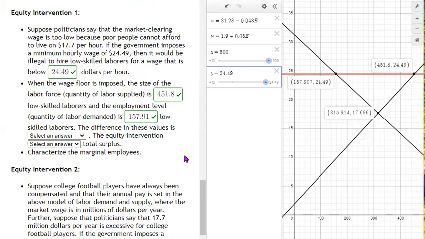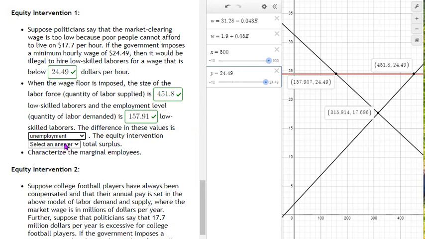Okay. The difference in these values is called unemployment, right? The difference in these values is not zero. It's not a shortage, it's a surplus of labor. So we call that surplus labor unemployment, right?